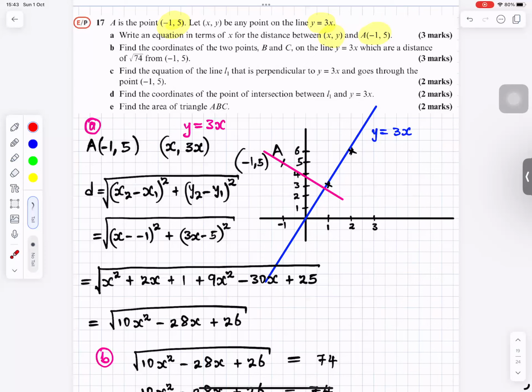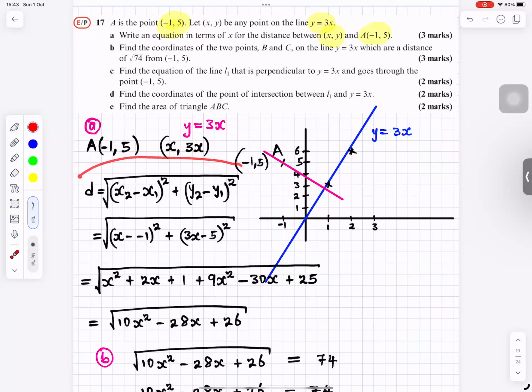Now you want the distance between A and that line. So you need 2 points. We've got A is minus 1, 5. And x is one of the values, the independent variable you substitute in, and then you'll get 3x for y. So the other point will be x and 3x. So you want to find the distance between those two.